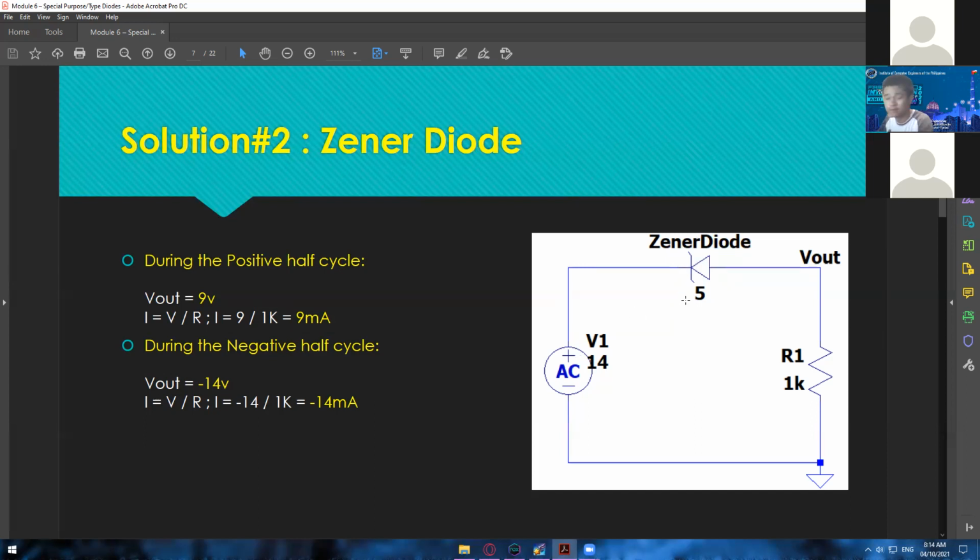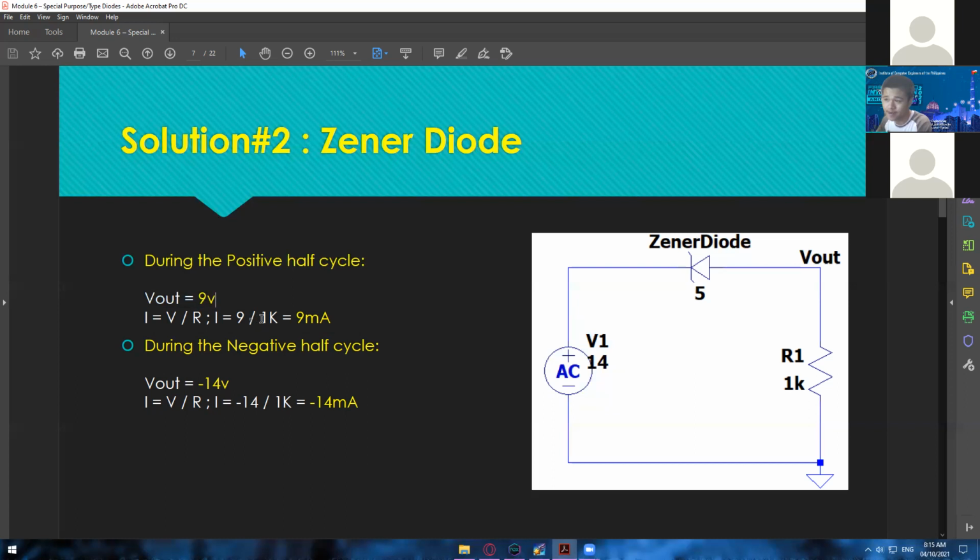So 14 plus 5 is equal to 19. But that is not how it will happen. If this one is in a reverse bias connection, you always need to deduct the rated voltage of the Zener diode from our voltage source. That is why we have 14 minus 5 is equal to 9 volts. In here, it's like a voltage threshold that we need to pass through. However, it's in a reverse bias connection, and at the same time, that rated voltage will be deducted from our voltage source. So that is why we have 9 volts only.